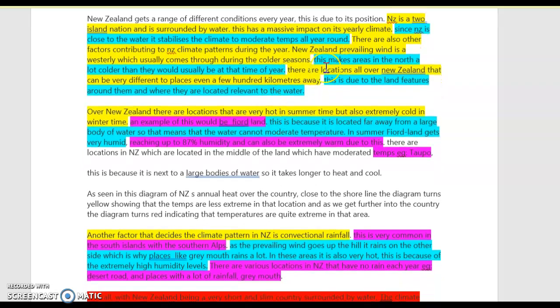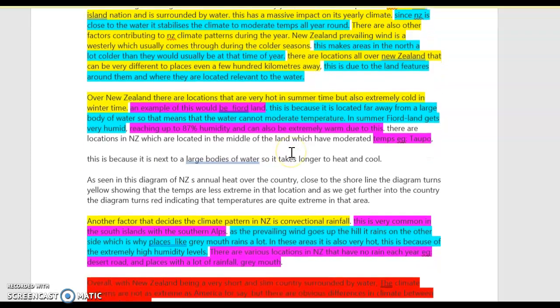If we move further down, I'm not going to read all of this, but I just want to show you a good combination. Here we go. This is a good one. Over New Zealand, there are locations that are very hot in summer, but also extremely cold in winter. An example of this would be Fiordland.